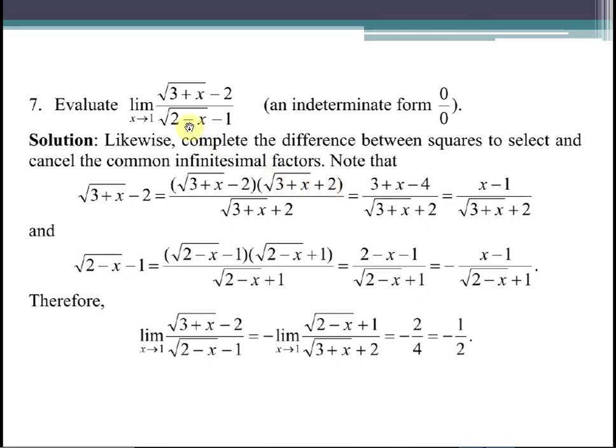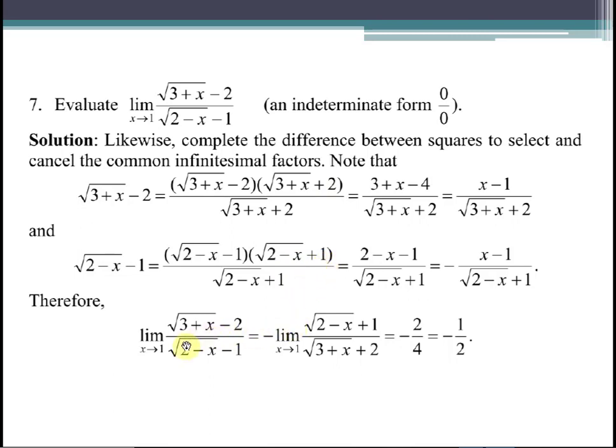And here one more thing. In the denominator here we have also a square root. That's why we need to multiply and divide the denominator also. It means we multiply and divide denominator and numerator by this square root of 3 plus x plus 2 and square root of 2 minus x plus 1, and we get the following one.